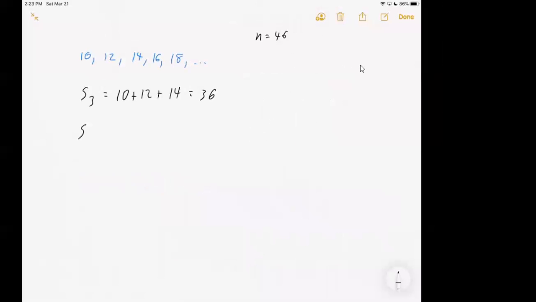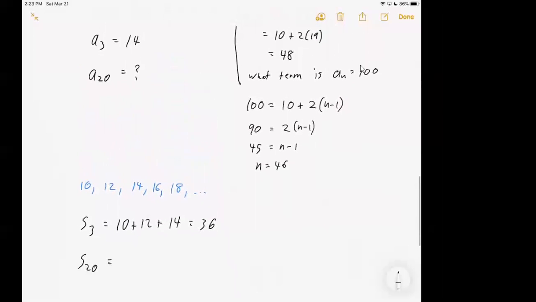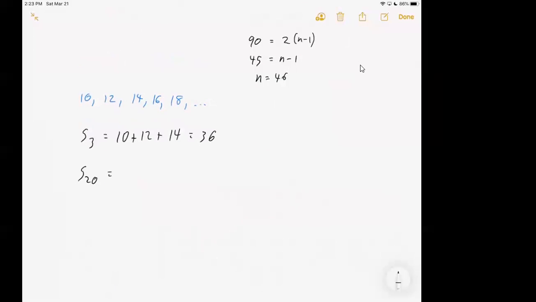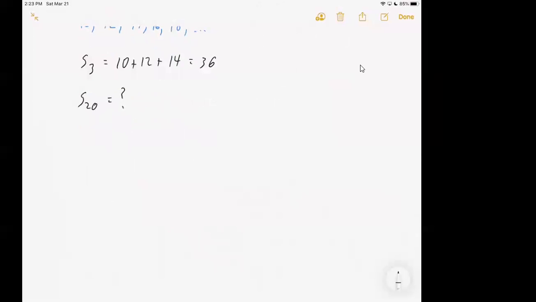But if I wanted to find s20, it would be a little bit more tedious to add 10 plus 12 plus 14 and keep going all the way to the 20th term, which we had determined would be a value of 48. But we'd have to keep adding up all of those values, and the number will be much larger. So if I'm going to find this, I want to recall that we had a couple of additional formulas. We had the formula that s sub n was equal to n times a plus a sub n over 2.